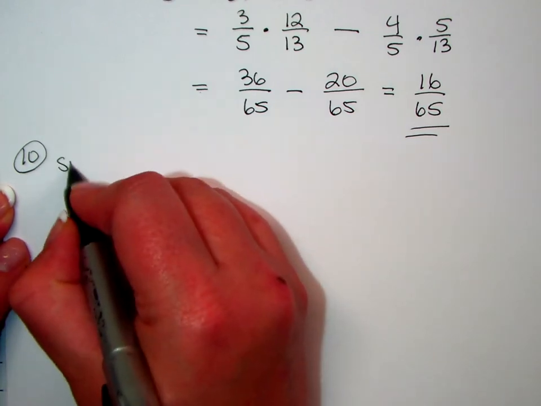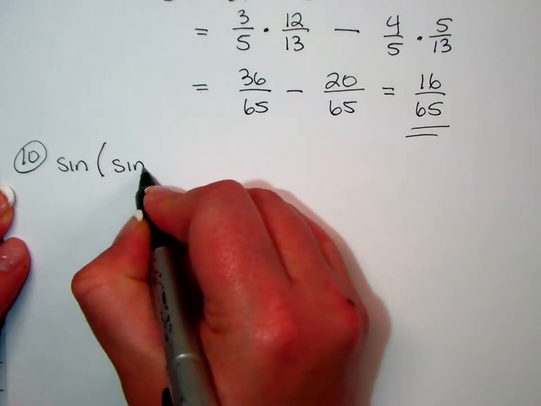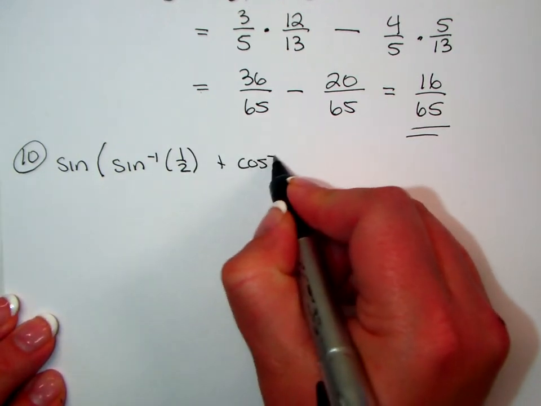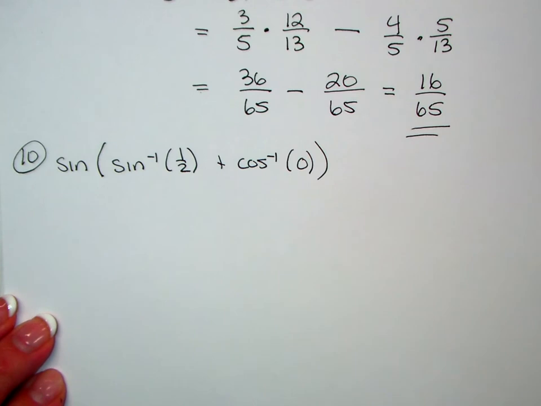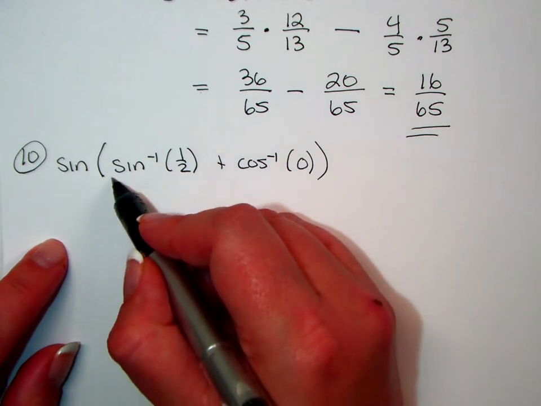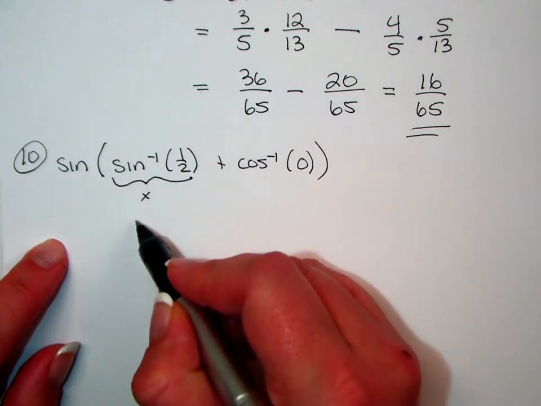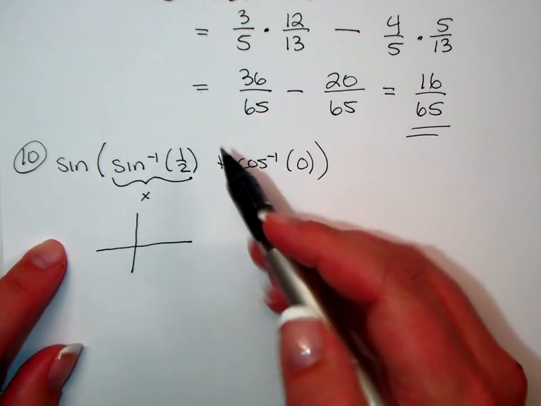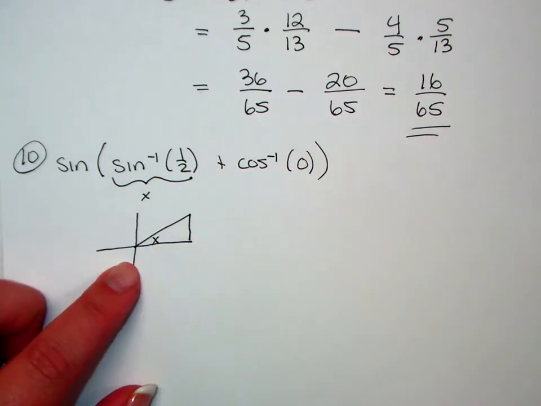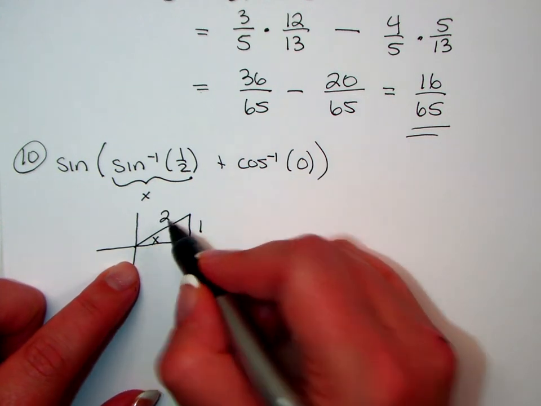Let's do sine of sine inverse of 1/2 plus cosine inverse of 0. All right, so the answer to that inverse trig function is some angle x and some angle y. This time we are going to know what the angles are, but we can draw a triangle. So I'm going to let this be angle x. Let's draw a triangle for angle x. The ratio is positive, so I'm going to draw in quadrant 1. Here's my little angle x, opposite over hypotenuse.